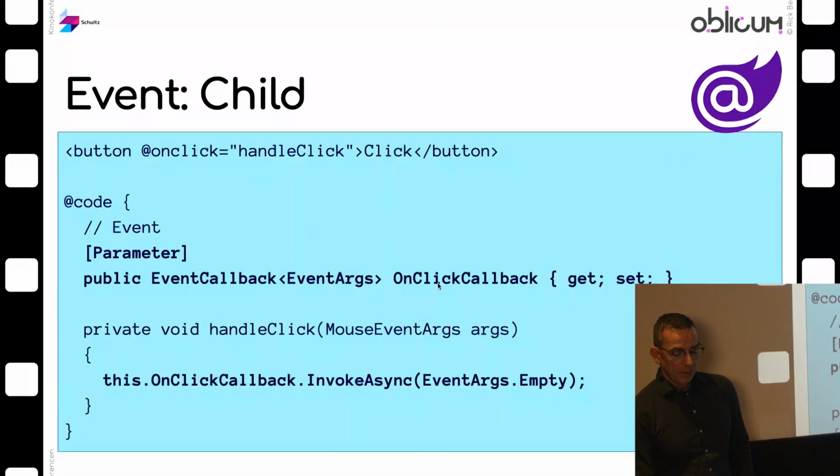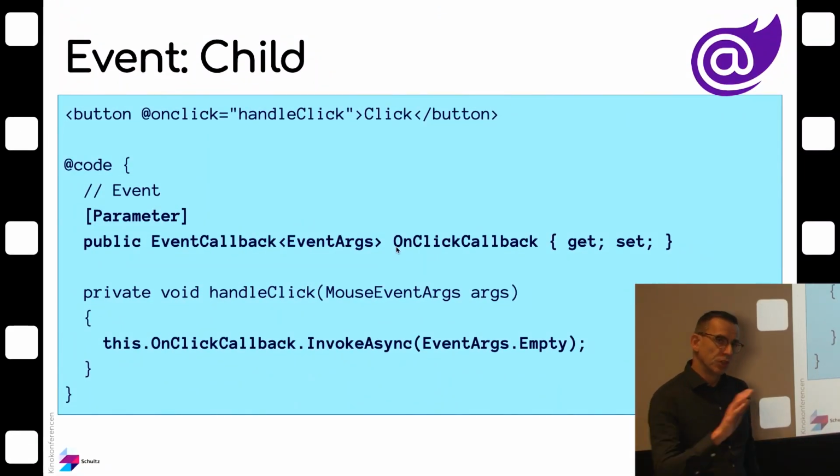Event arguments in the child component, just like a property that receives data, you now have a property with a parameter on top. That's all the same, but the type is a special one. The type is event callback, and then the data type that you want to send back. Then at some point in your component something happens, so if I click this button, this function is executing. In that case I can say this dot onClick callback, and now how to notify the parent.